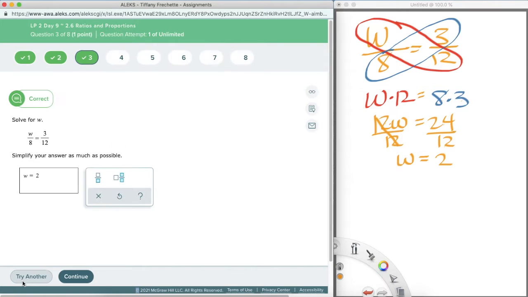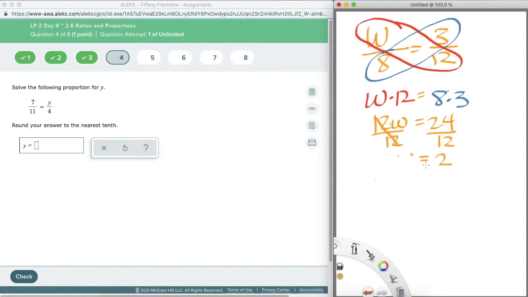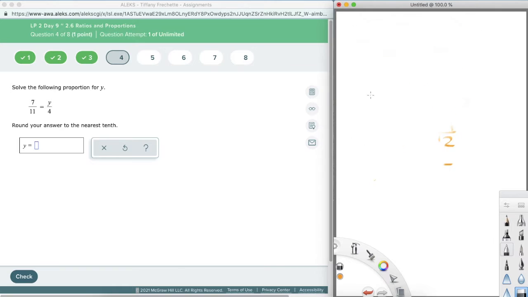All right, next. I'm just going to give myself a great big eraser here and just make that a little faster so I don't have to keep doing a new screen. There we go. That's better.